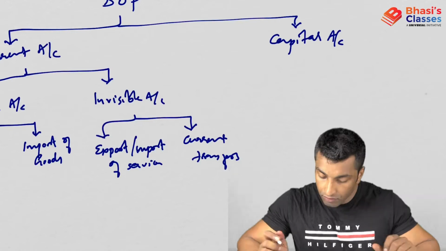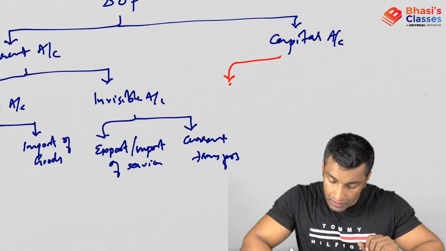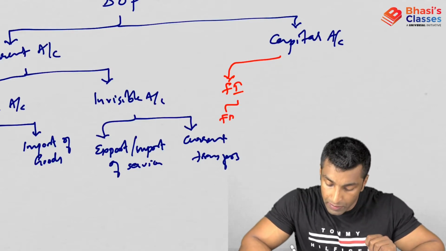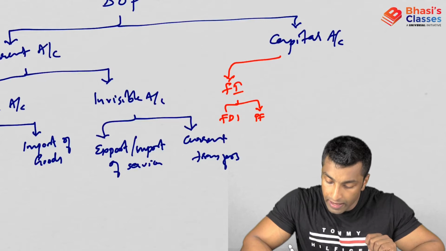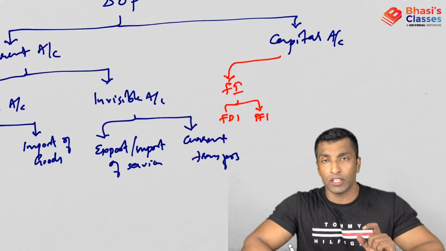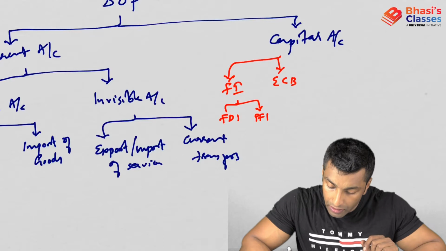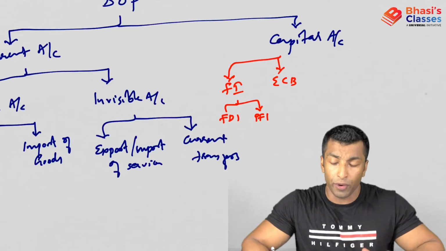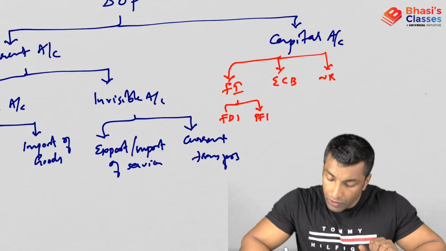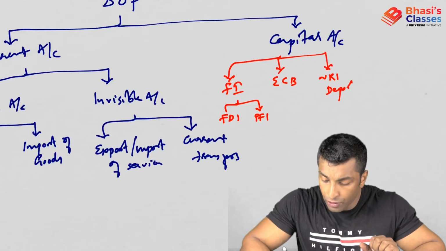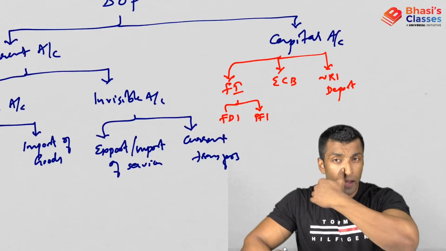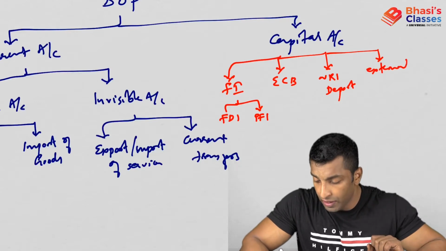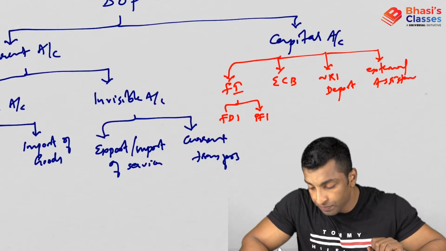Then in capital account, what all things we have discussed? We have discussed about foreign investment. We have discussed two major foreign investments, FDI, foreign direct investment, and portfolio investment, FPI. And then we have talked about ECB, external commercial borrowing, when the private companies are borrowing from abroad. And then we have discussed about NRI deposits, and I have told you this forms part of external debt. Okay, so NRI deposits. Then we will be writing about external assistance here.